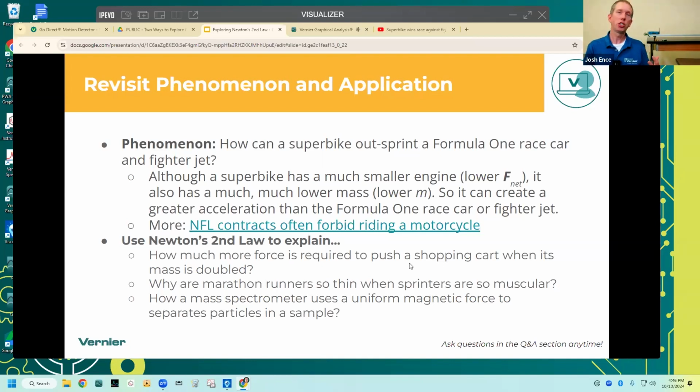Or if your students have come to you from chemistry, and your chemistry teachers have talked about, say, mass spectrometers, that's a great way to rope in another phenomenon, another device that takes advantage of Newton's second law. We definitely want students to be able to explain the phenomenon, but then we want them to understand the principles that explain that phenomenon show up elsewhere as well. We want them to see those applications.